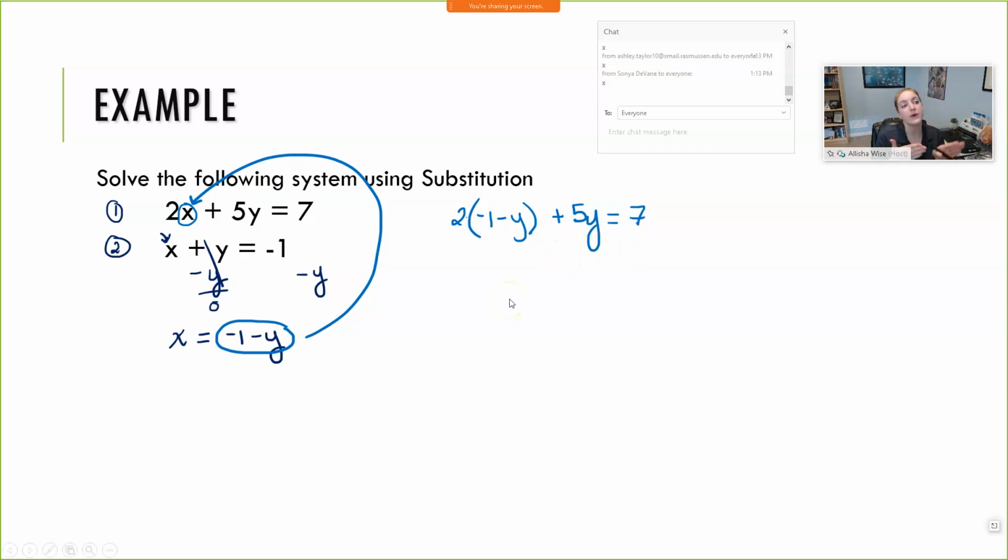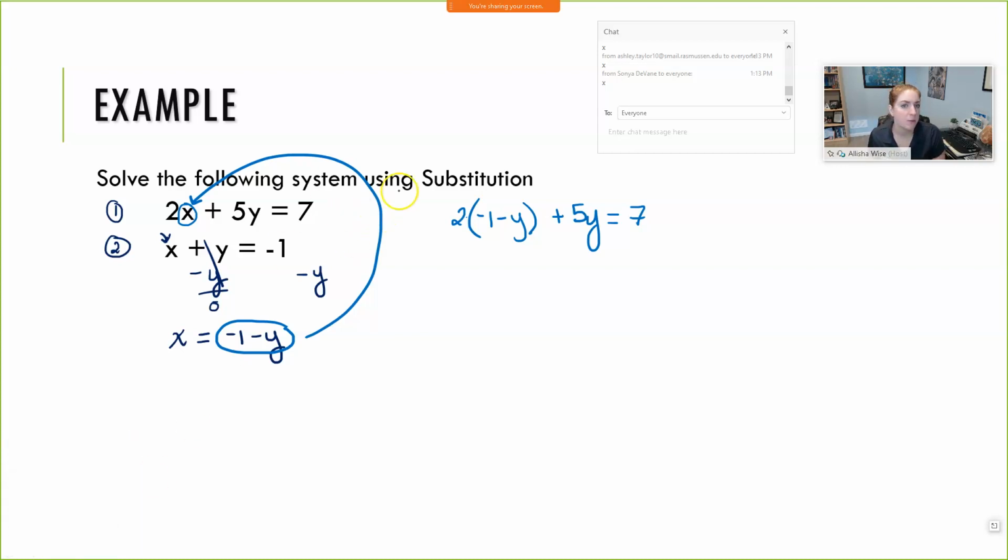So we rewrote the equation. We replaced x with -1 minus y. Notice I used parentheses. So what do we do next? Simplify and solve. So go ahead and try and solve this equation.